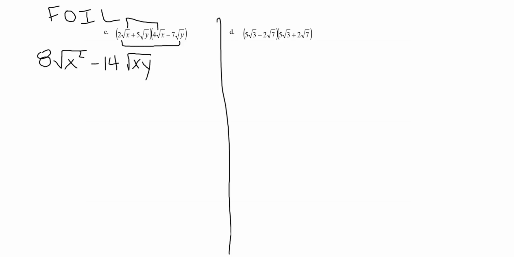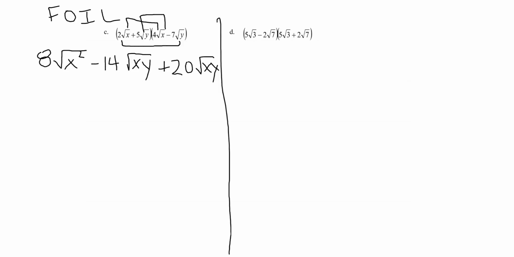Next, it is our inner terms, so the 2 inner terms. 5 times 4 is 20. That's positive. And we'll still have our square root xy. And let me get rid of this line. It won't erase. That's okay. I'll just add it down here and I'll simplify it.